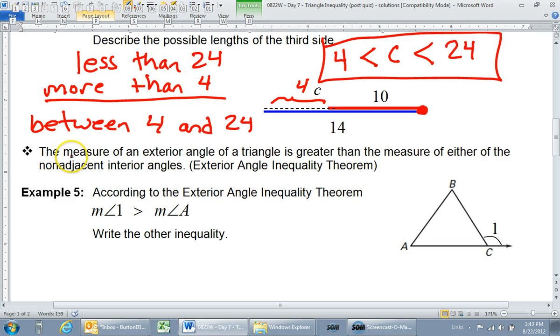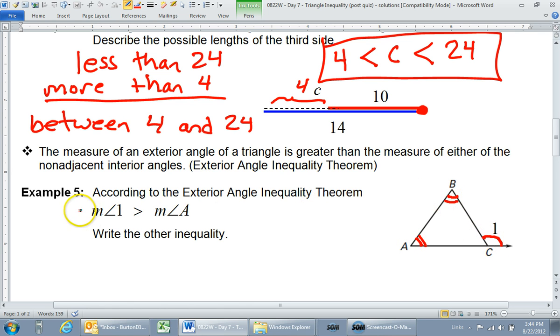One more rule. The measure of an exterior angle is greater than the measure of either of the non-adjacent interior angles. This is all I'm saying. Look at angle 1 right here. That's an exterior angle. And then look at angle A and angle B. These are the two non-adjacent, meaning non-touching, interior angles. This theorem is just saying that the exterior angle, angle 1, is going to be bigger than angle A, and it's also going to be bigger than angle B.